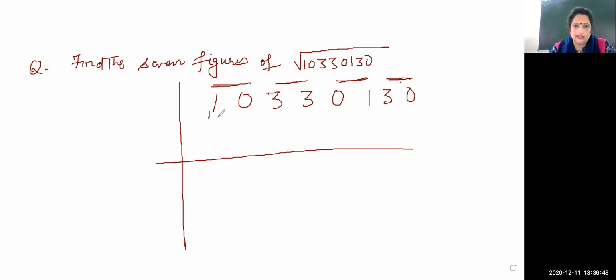First is, now what is the nearest number for this? 9. How do we get 9? 3 3s are 9. So step 1: you divided 10 by 3. So the quotient is 3 and the remainder is 1. So here you will write the quotient and here you will write the remainder 1.